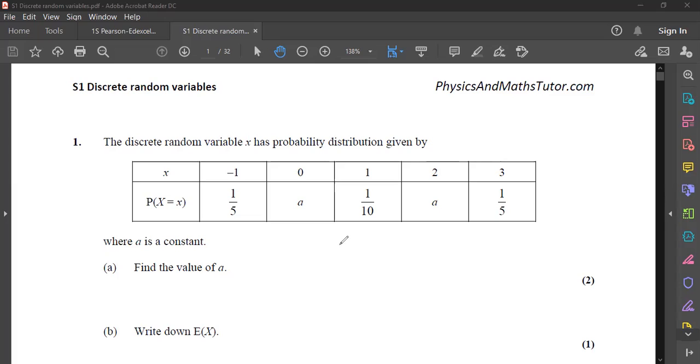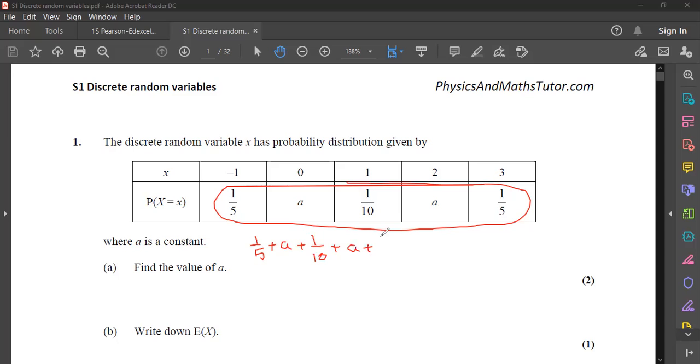Find the value of A. Now, as we have said in the first slide of the video, the total of all of those probabilities should be equal to 1. So when we add them up, 1 over 5 plus A plus 1 over 10 plus another A plus 1 over 5, this should be equal to 1. Now that's 2A, plus 2 over 5 plus 1 over 10.